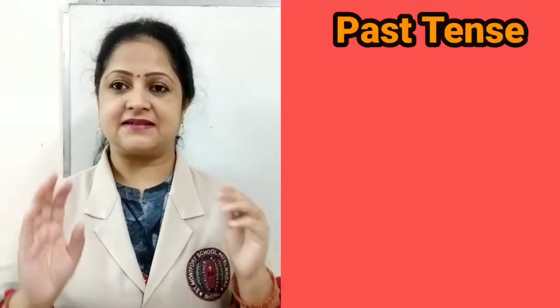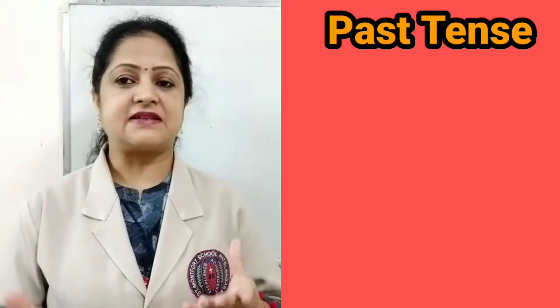Till now I explained to you all the four types of present tense, that is simple present tense, present continuous tense, present perfect tense and then present perfect continuous tense. I have explained about all these forms of present tense in my previous video. So today we are going to start with our past tense.